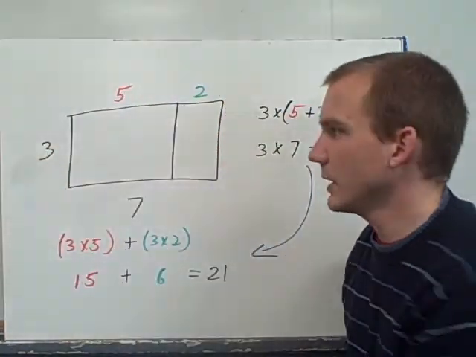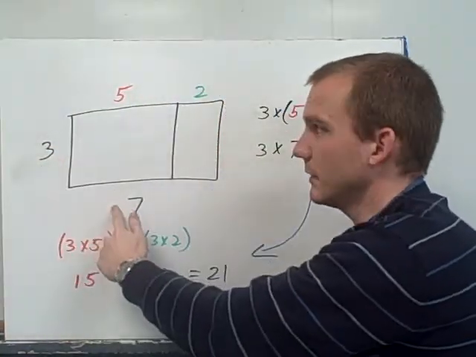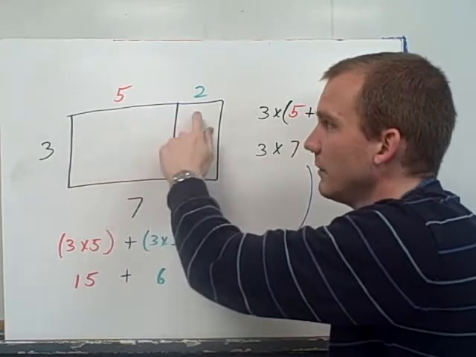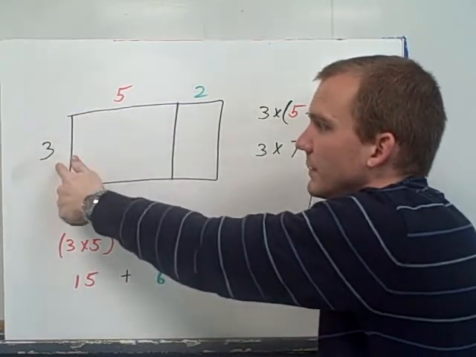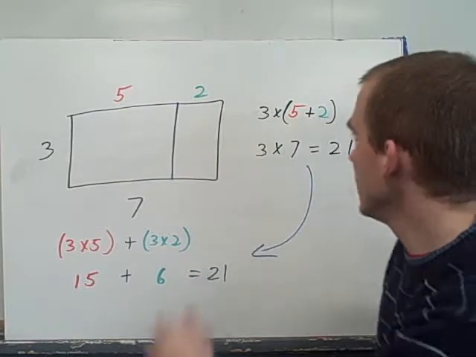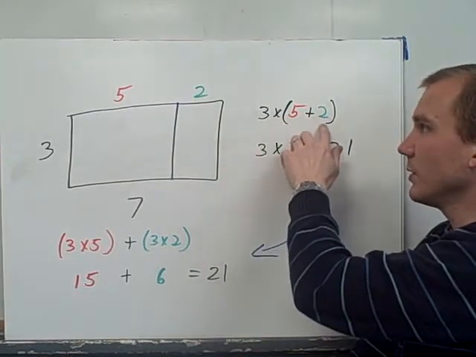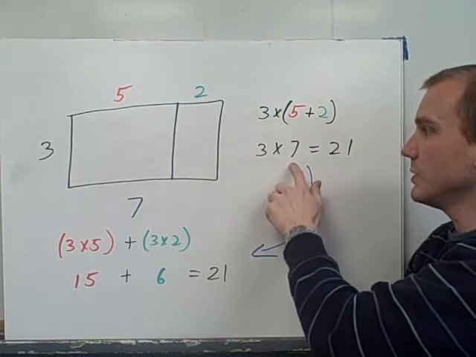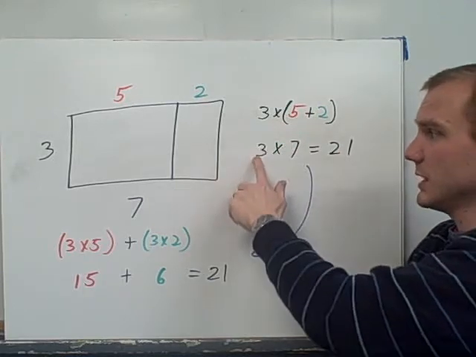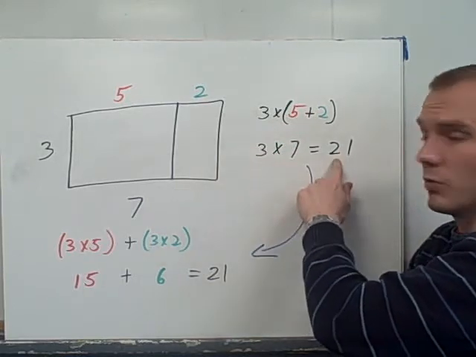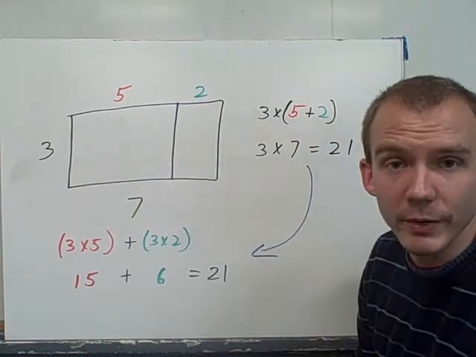Let's take a look at this rectangle, 3 by 7. I split the 7 into a 5 and a 2, so 3 by 5 and 3 by 2. Let's solve it the last way. 3 times (5 plus 2). So first, 5 plus 2 is 7. The 3 stays the same. 3 times 7 is equal to 21. So the area is 21 square units.